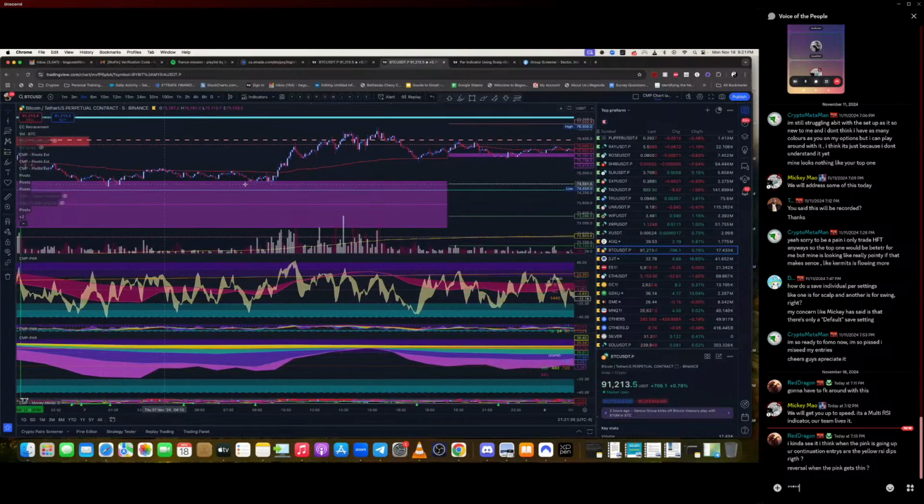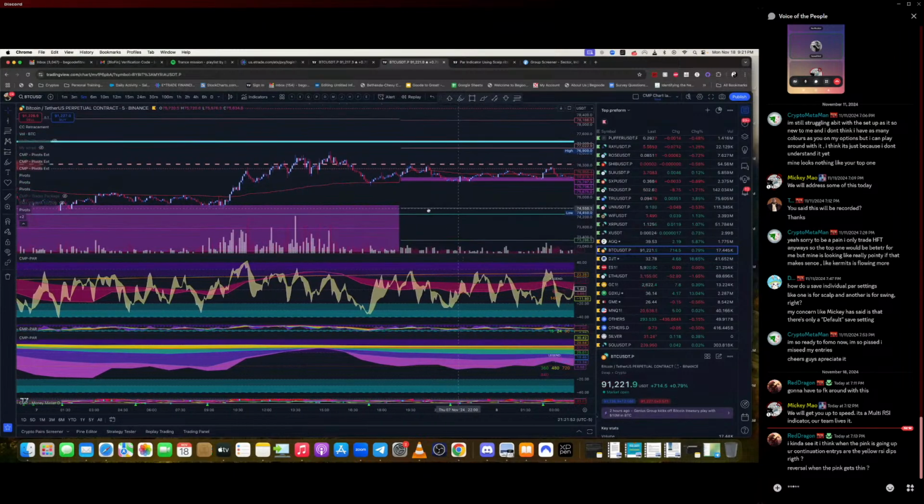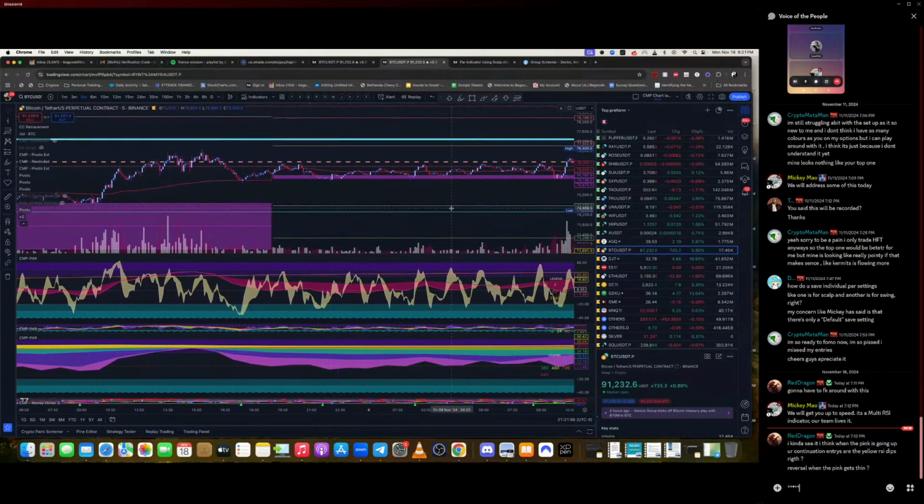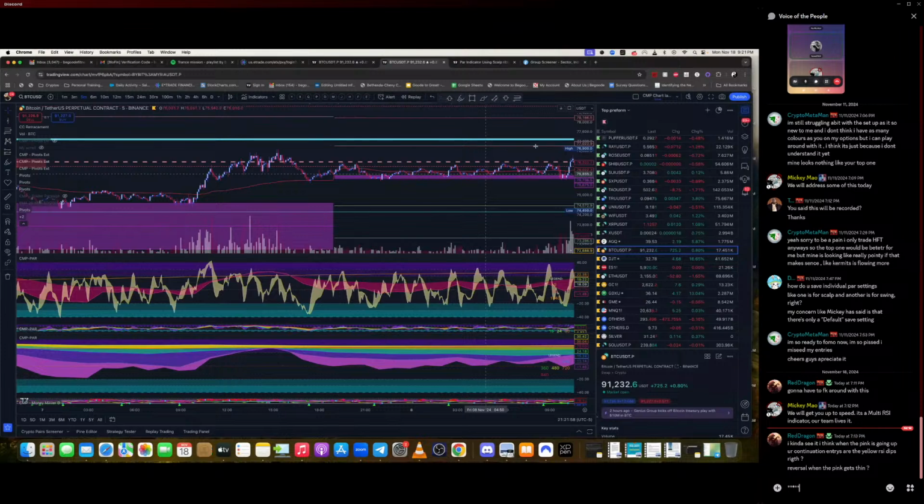So the top of a CPR when it's wide is usually going to be pretty good support. So keep that in mind. And then we have the stack again. It got rejected off of that. And now we have a bullish 2-day narrow CPR setup. Okay, so you're going to look for a strong trend day either that day or the day after.